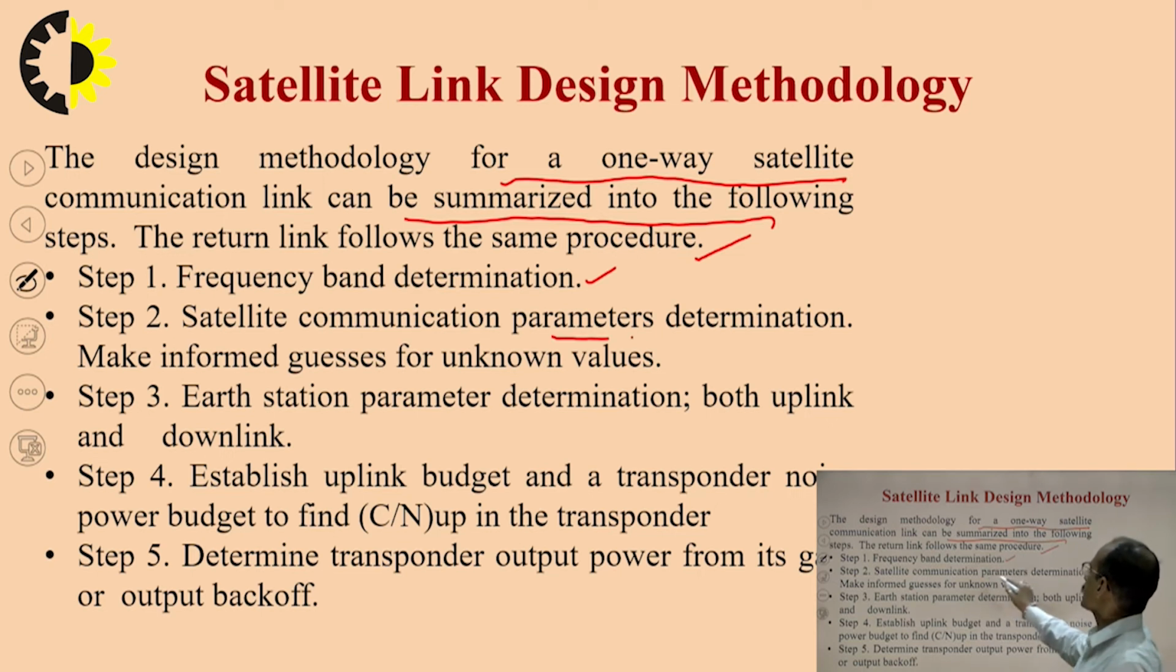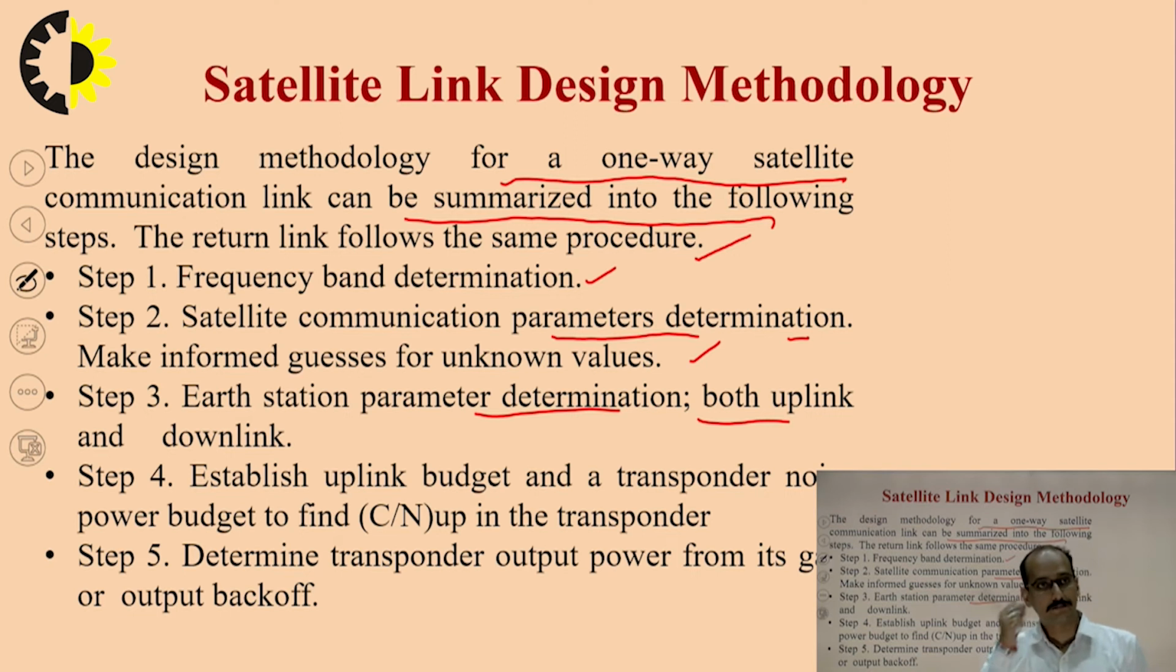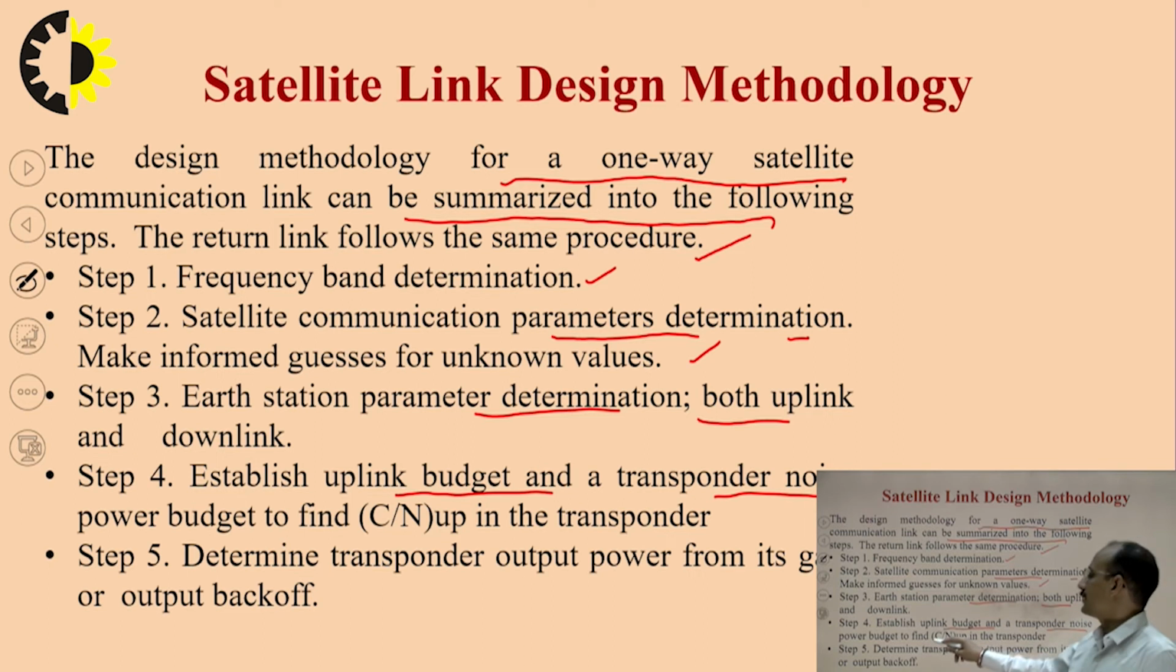Then the satellite communication parameter determination, make informed guesses for unknown values. Now satellite communication means you are going to define the satellite parameters, where the satellite is going to be placed. So the related parameters. Now earth station parameter determination, both uplink and downlink. Then establish uplink budget and a transponder noise power budget to find C by N in the transponder. Now you have to identify the transponder, means on the satellite which kind of transponder or which band transponder you are going to use. For that you have to establish the uplink budget.